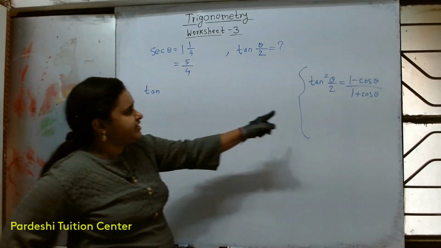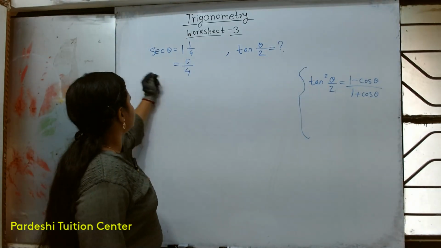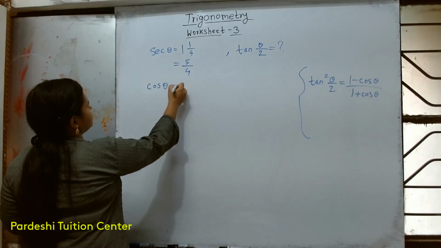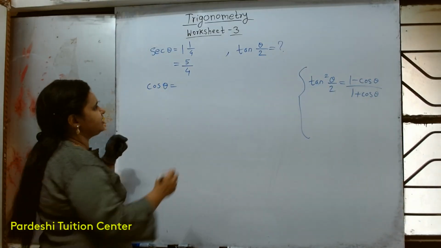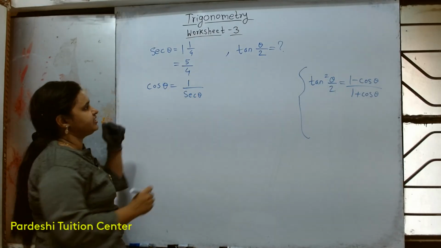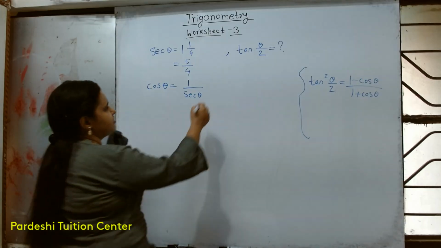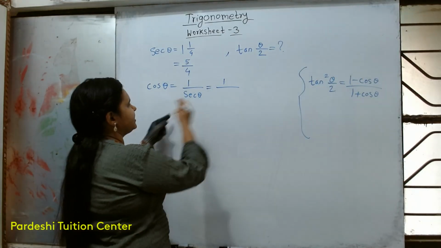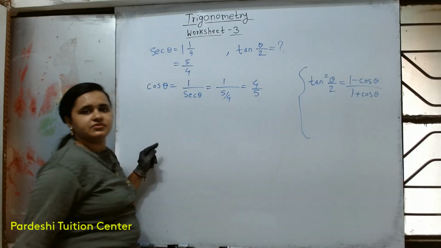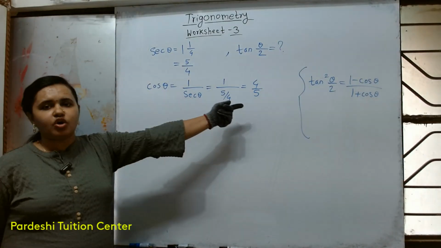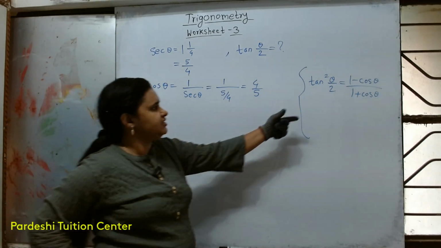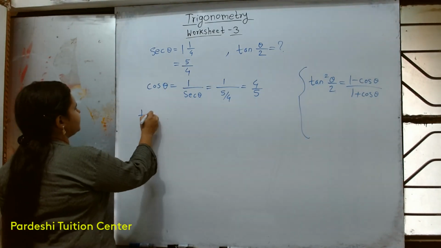Now here it is cos, but cos is not given. So first we have to calculate cos. Cos theta is the inverse of sec. So cos theta is 1 upon sec theta. Sec theta is given as 5 by 4, so we just put in the value. Sec theta is 5 by 4, so it will be 4 by 5. From sec theta we have calculated cos theta as 4 by 5. Now we can put it in the formula. What is tan square theta by 2?